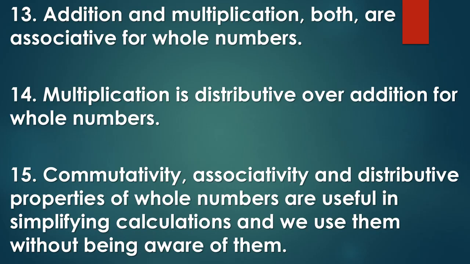15th is commutative, associative and distributive properties of whole numbers are useful in simplifying calculation. We use them without being aware of them. Earlier also we were using these properties to make our calculation easy, but earlier we didn't know the name of these properties. Now we know. Okay, so commutative property, associative property and distributive property make our calculation easier.